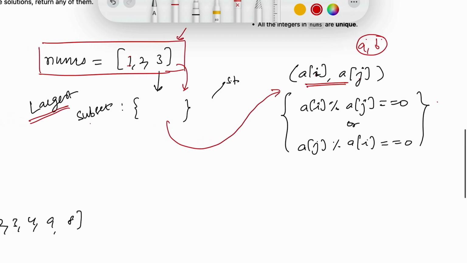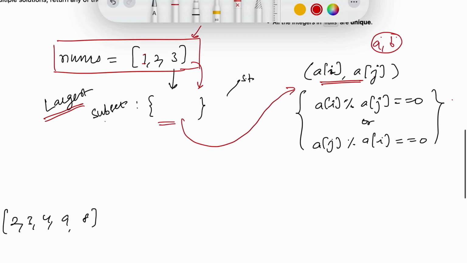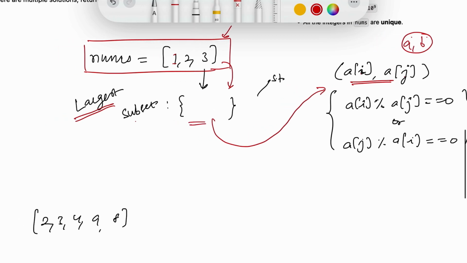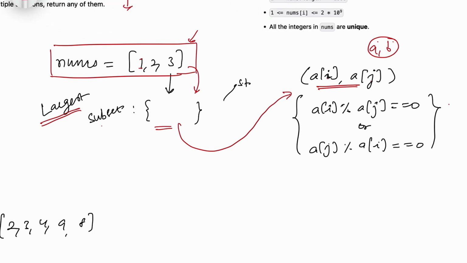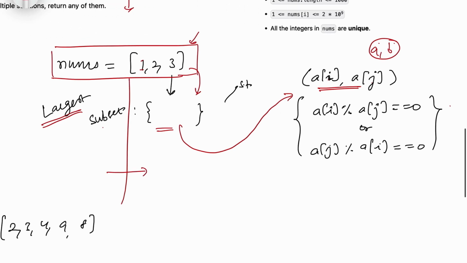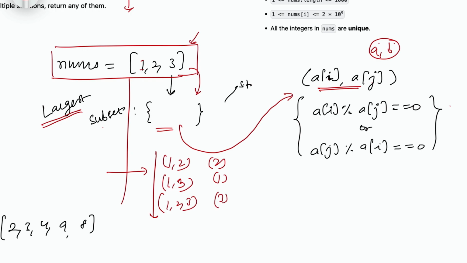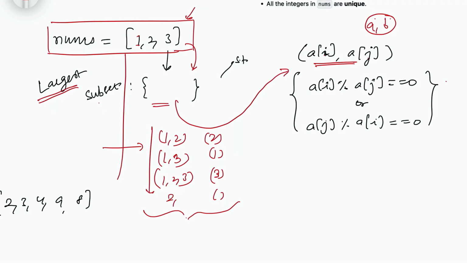If this is the case, that subset is valid, and we have to choose the largest subset that is possible. So if I try to get all the subsets of 1, 2, 3, it would be 1, 2, or you can say 1, 3, 1, 2, 3. Or if I consider one element also, it would be 1, 2, 3. And the empty set. Okay, now we have taken all the subsets possible here. There will be 2, 3 as well.